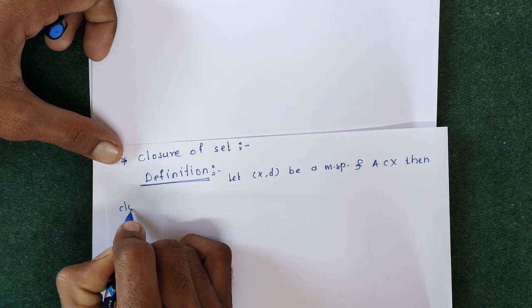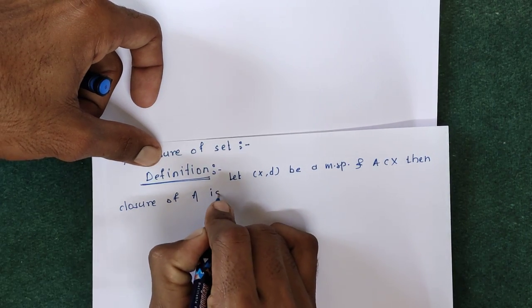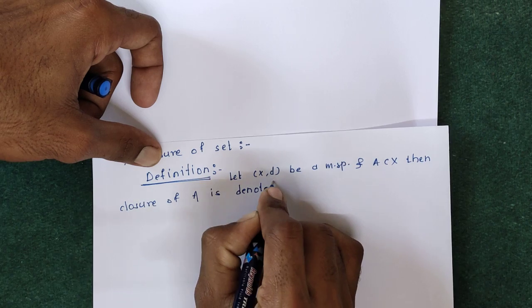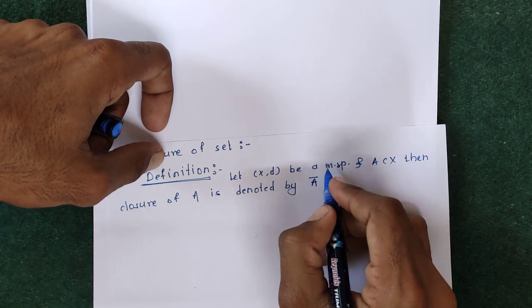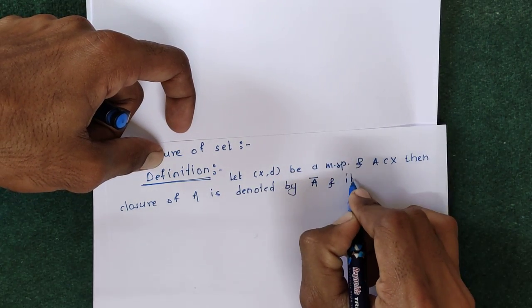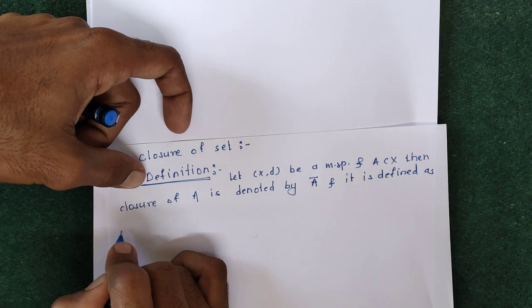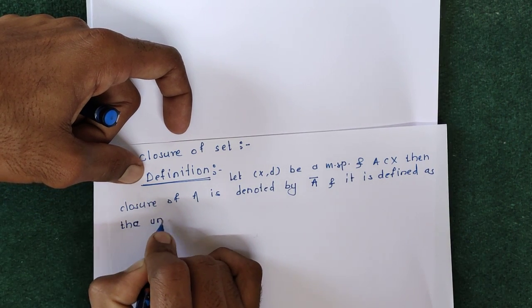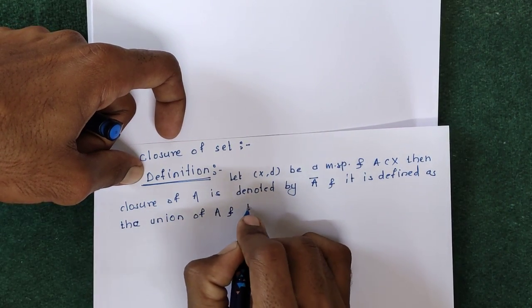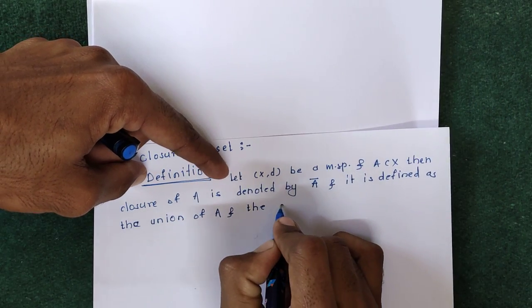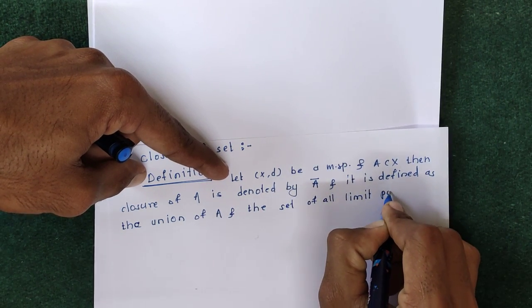closure of A is denoted by A closure and it is defined as the union of A and the set of all limit points of A.